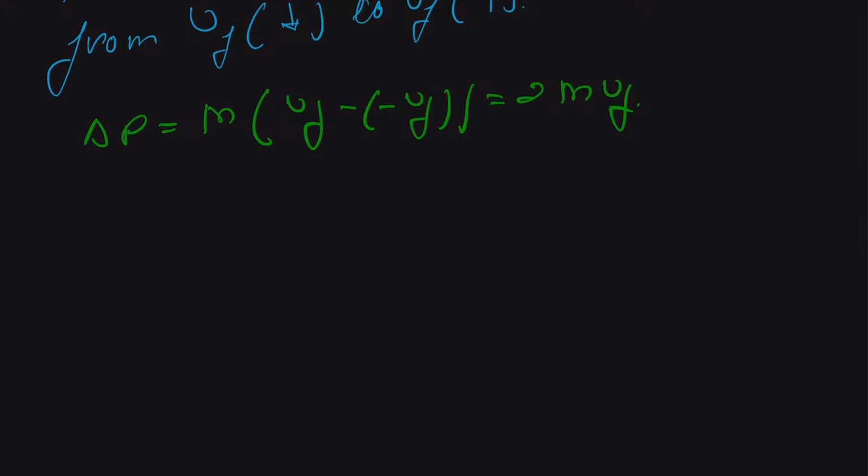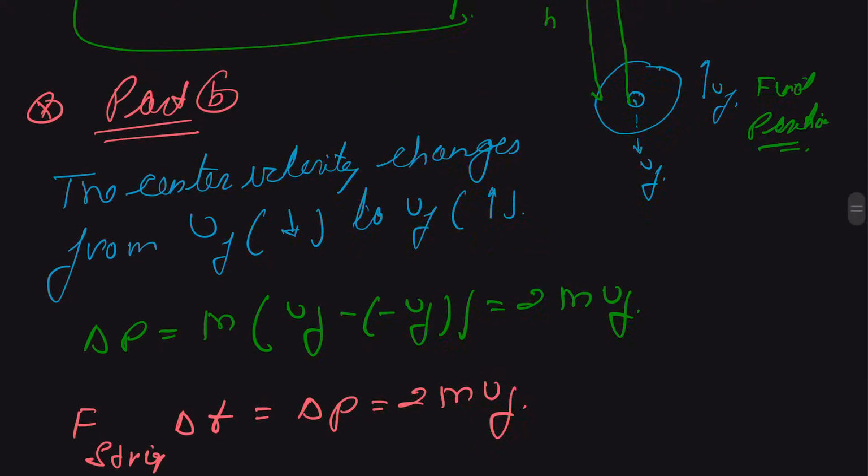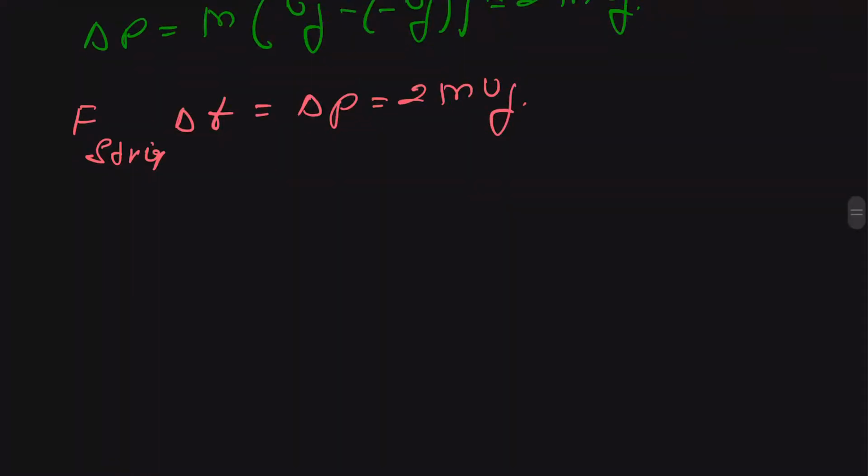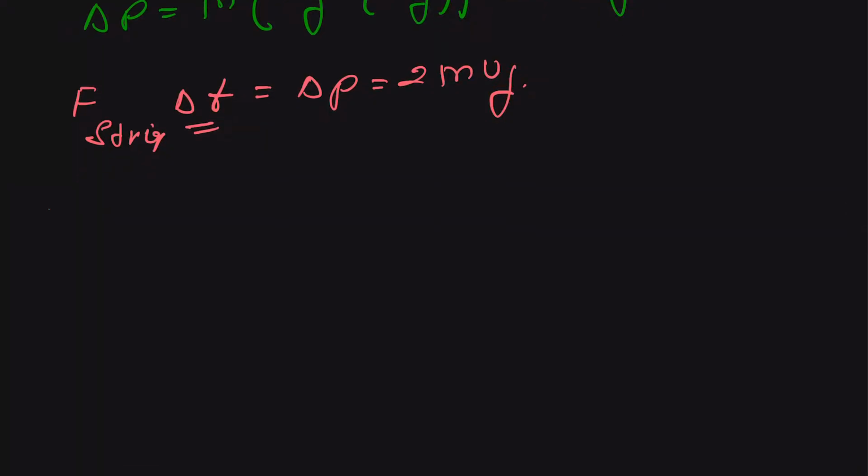And this change in momentum can also be written as, suppose there is a string force, that we call f string, applied for a fraction of a second, that is delta t, and that will be our change in momentum, or we can say it will be equal to twice m vf. In this case we have to find out this value of delta t, which is nothing but the time of reversal.